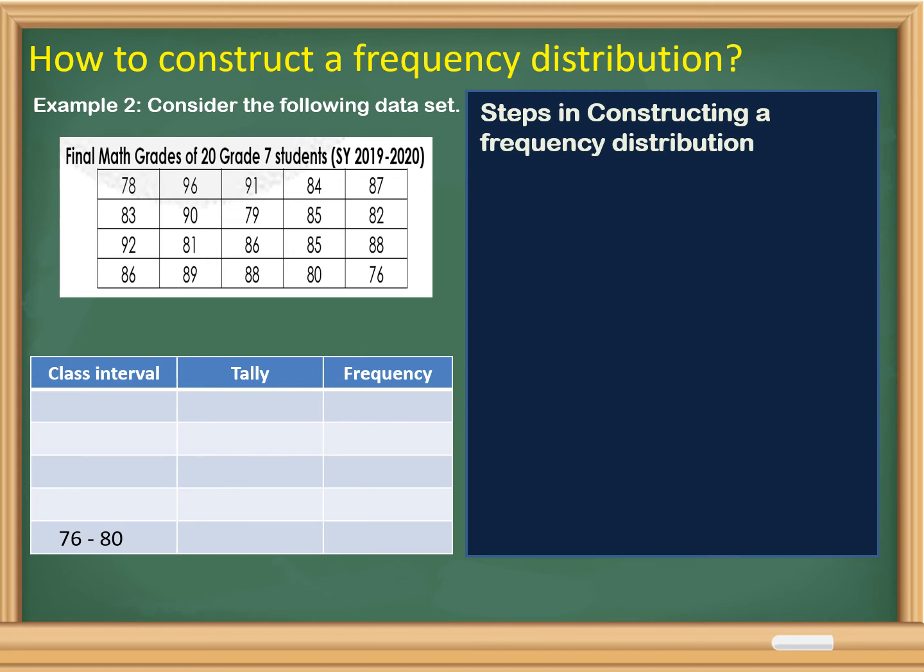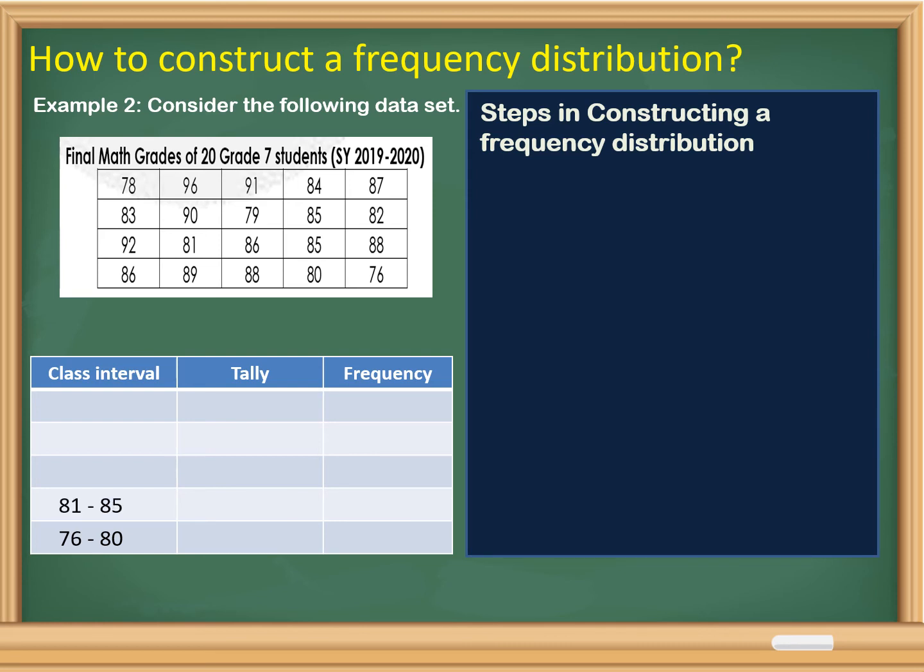So, to get the upper class limit, give the next 4 values or numbers after the lower class limit, which is 76. Those are 77, 78, 79, and 80. Now, the last number will be the upper class limit. That's the reason why 80 is the upper class limit of the interval 76 to 80.